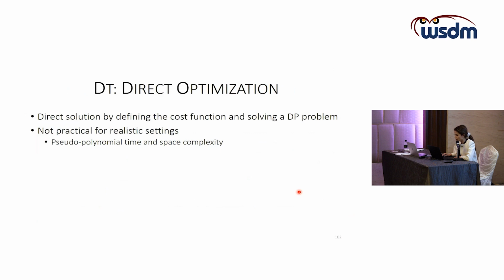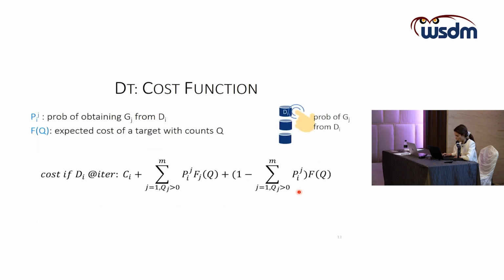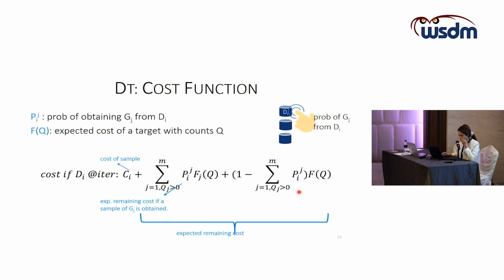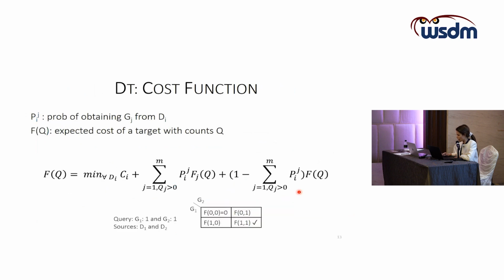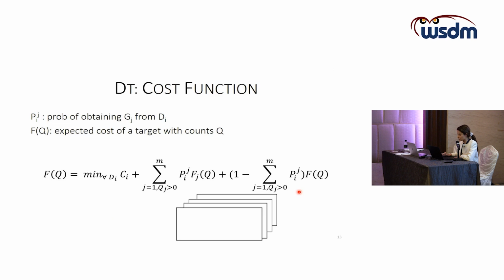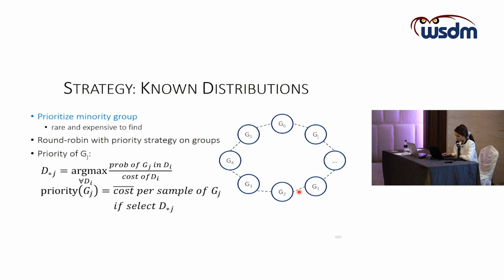So there is a direct way of solving this problem by defining a cost function and solving, for example, a dynamic programming problem or modeling the problem as an LP. I'm not going to get into the details of that, due to time. The direct way of solving the problem and optimizing the cost exists, but it's not efficient when the count requirements are large and the number of groups is large. So we're going to design strategies for source selection.